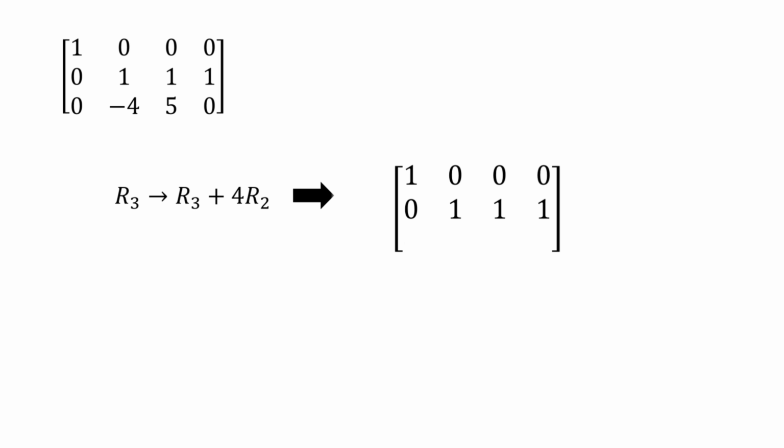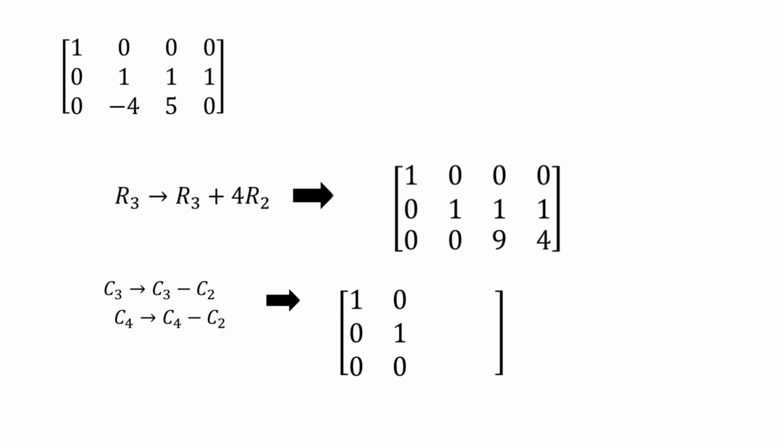Again, the first two rows will be written as it is. For the third row, we get 0 plus 0, minus 4 plus 4, 5 plus 4, 0 plus 4. To make these two elements as 0 using C2, the operation will be changing C3 as C3 minus C2, C4 as C4 minus C2. Again, the first two columns will be written as it is.